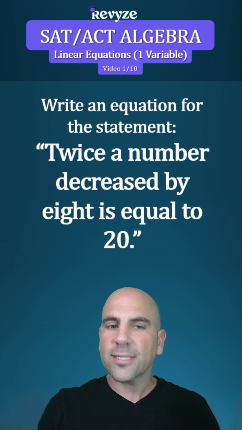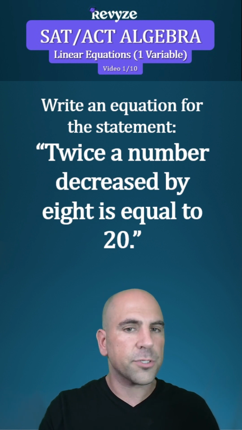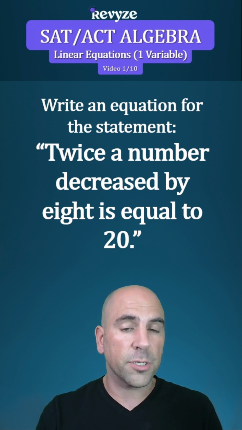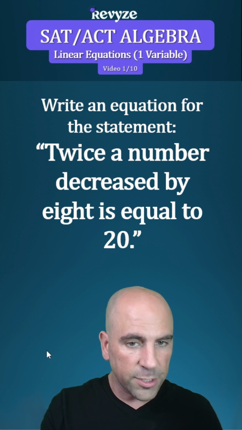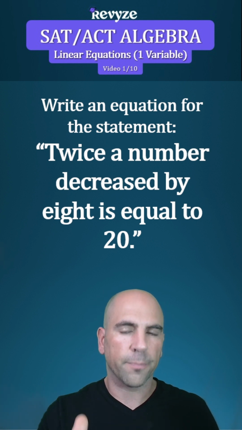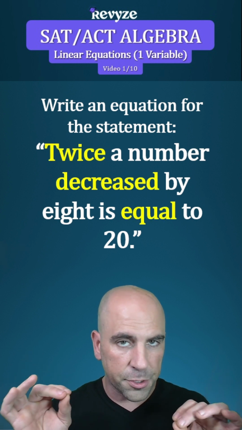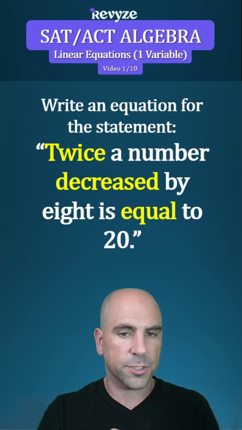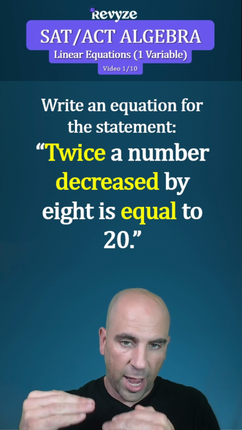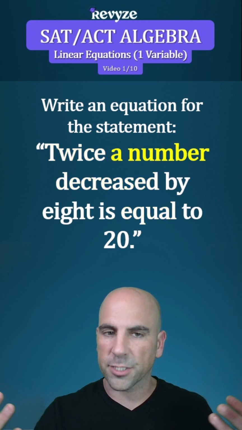All right, the second problem can be a little bit tricky for some people, so let's go over it. Write an equation for the statement: twice a number decreased by 8 is equal to 20. Well, this is a really good practice problem because we need to find some things. First, we need to find out where the math words are. This is an equation, so we have an equal sign. Twice, that means times 2, right? Decreased, that's subtraction. And where's our variable? Almost always where it says a number.